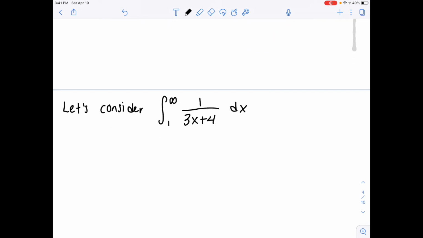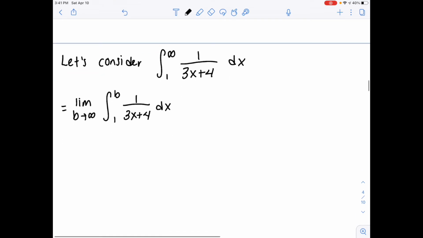So we're going to be good mathematicians, so we're going to say, okay, that is equal to the limit as b goes to infinity of the integral from 1 to b, right? Technically, I need to do a little bit of a u-substitution, but I'm going to just do this in my head.